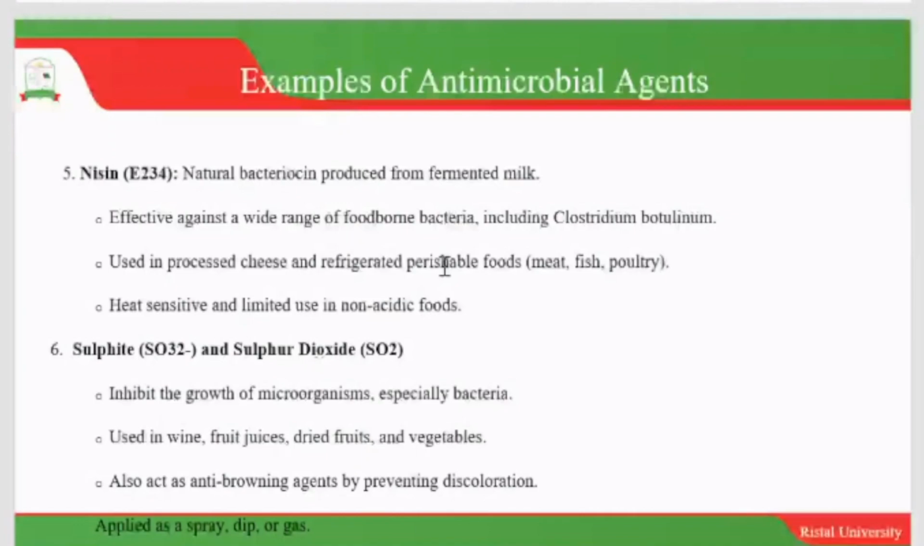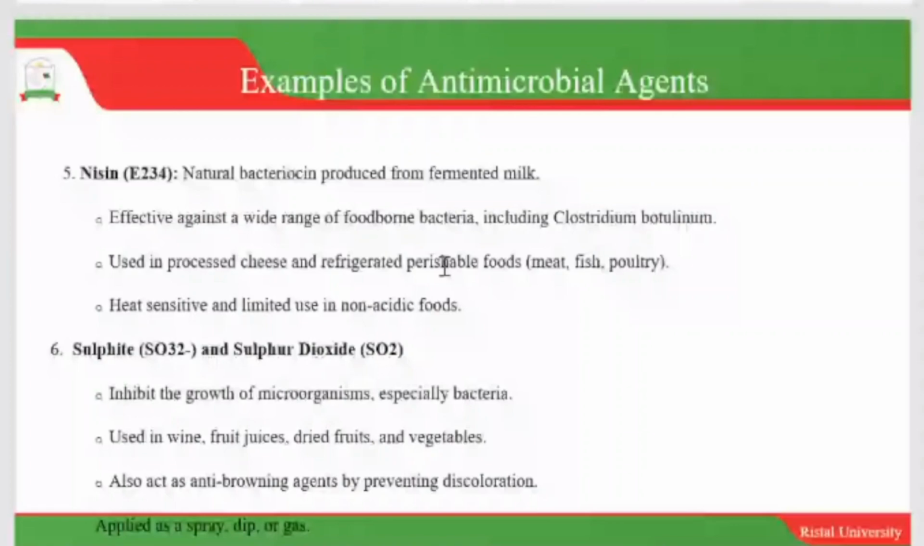And we're saying this is used in processed cheese and also in refrigerated perishable foods such as meat, fish, and poultry. We're saying that this nisin, being naturally occurring from the fermented milk, is heat sensitive. Okay, and its use is limited in non-acidic foods. For the sulfite and also the sulfur dioxide, these also limit the growth of microorganisms, most especially bacteria, in the different foods in which they are used.